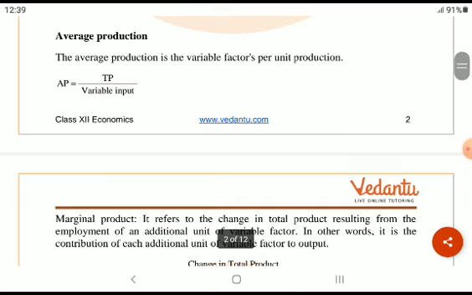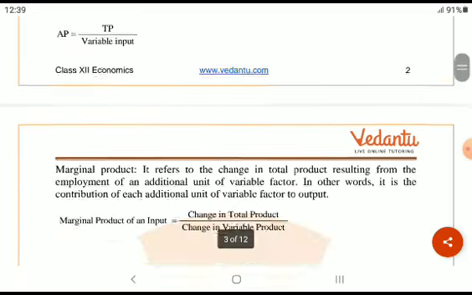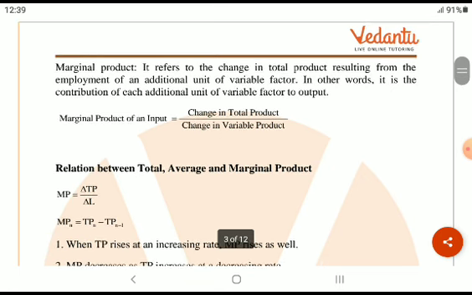Next, average production. The average production is the output per unit of variable factor, that is AP = TP / variable input. Marginal production refers to the change in the total product resulting from the employment of an additional unit of variable factor. In other words, it is the contribution of each additional unit of variable factor to output. Marginal product of an input is equal to change in total product by change in variable input.